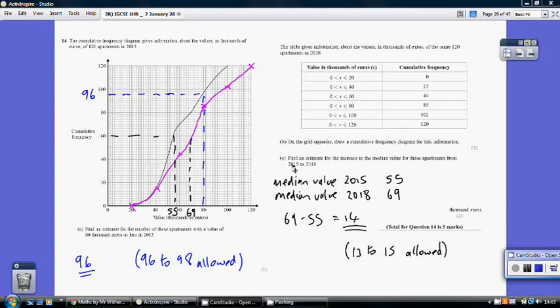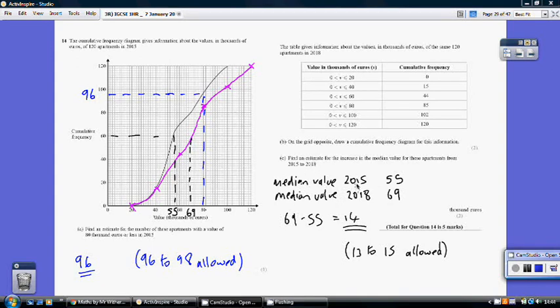Now for part C, I'm being asked to find an estimate for the increase in the median value for the apartments from 2015 to 2018. So we need to work out the median value in each of those years and see what the difference is, see what the increase is.